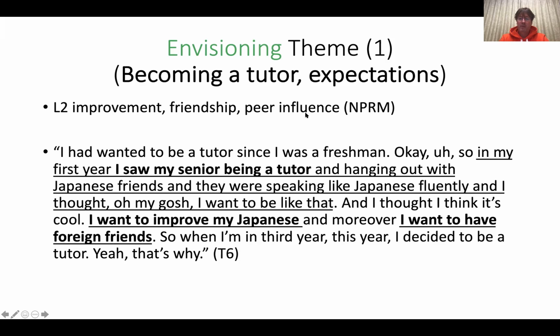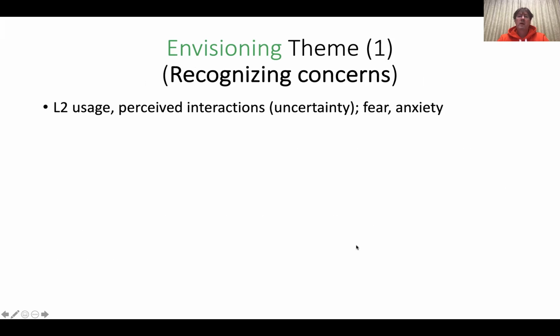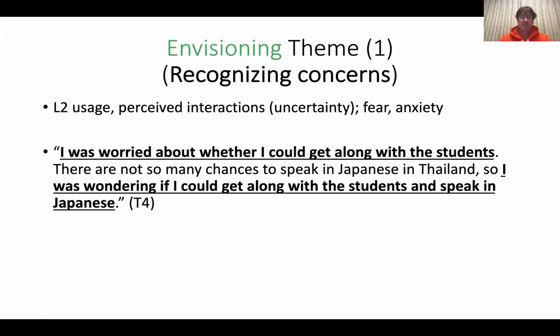Okay, so we can see all 3 of these factors basically included in this quote. Next was recognizing concerns, again, prior to the arrival of the visitors. And this largely also had to do with using Japanese, the interactions, largely to do with the uncertainty of the ICA that they noticed, which of course connected to their fear and anxiety of interacting with these visitors. Here's some examples of that.